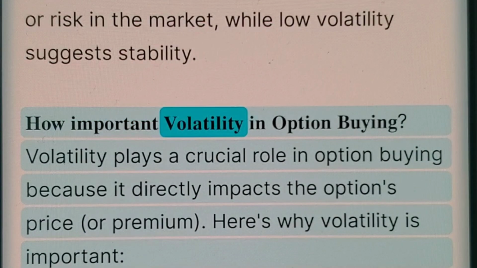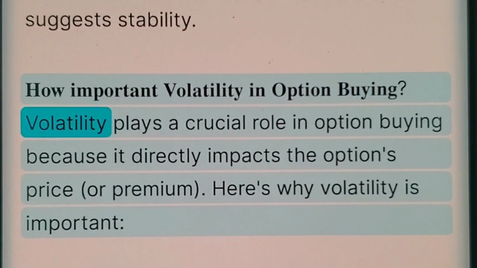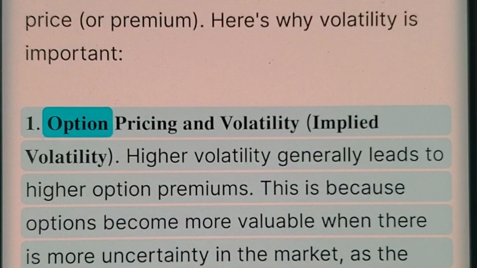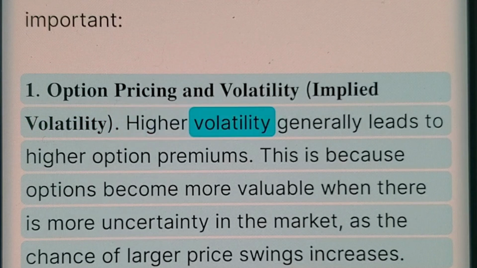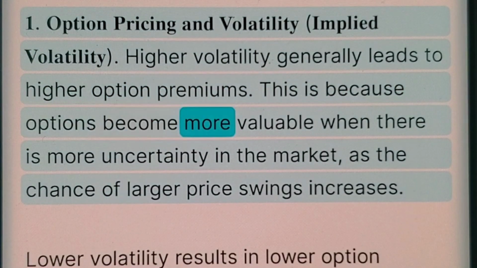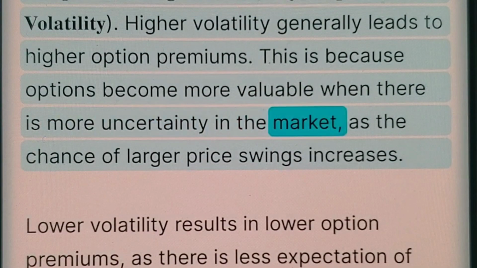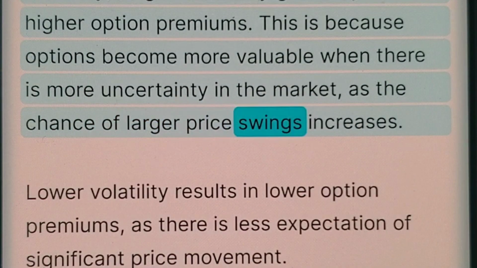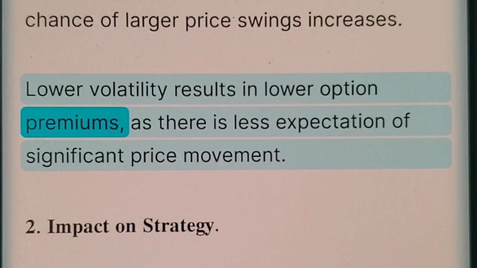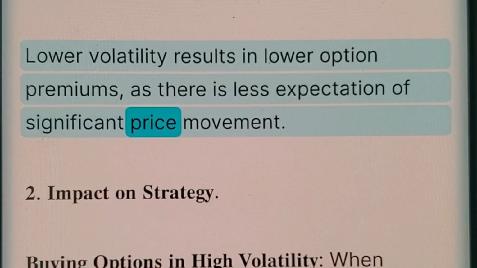How important is volatility in option buying? Volatility plays a crucial role in option buying because it directly impacts the option's price or premium. Here's why volatility is important. 1. Option pricing and volatility, implied volatility. Higher volatility generally leads to higher option premiums. This is because options become more valuable when there is more uncertainty in the market, as the chance of larger price swings increases. Lower volatility results in lower option premiums, as there is less expectation of significant price movement.